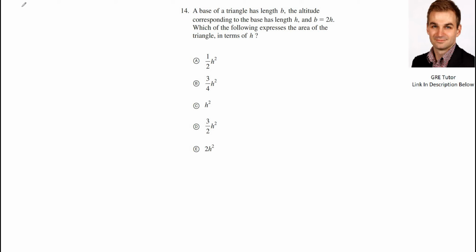Alright, so it says the base of a triangle has length b, the altitude corresponding to the base has length h, and b is equal to 2h. So right away I want to draw a picture. Let's draw a picture. Here's a triangle. They didn't tell me it's a right triangle, so I'm just going to draw more of a standard one like this.